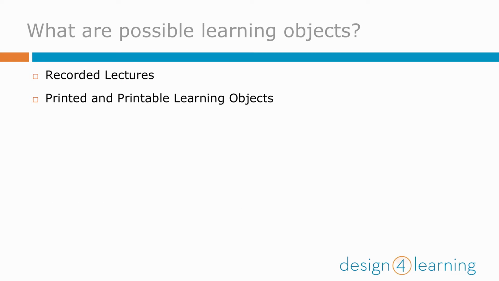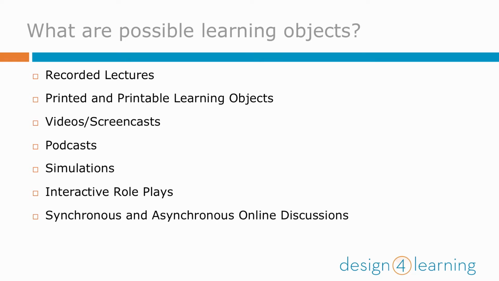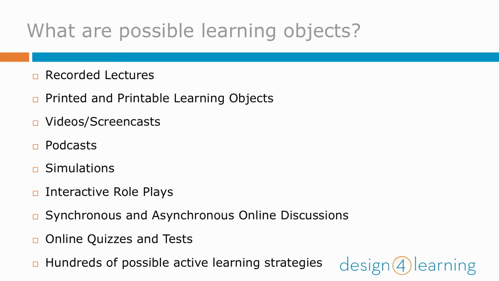Other obvious learning objects include printed or downloadable printable objects, such as articles, books, handouts, graphic organizers, transcripts, and more. Videos and screencasts, podcasts, simulations, interactive role plays, synchronous and asynchronous online discussions, online quizzes and tests, and a myriad of active learning strategies. Continue the list of possibilities.